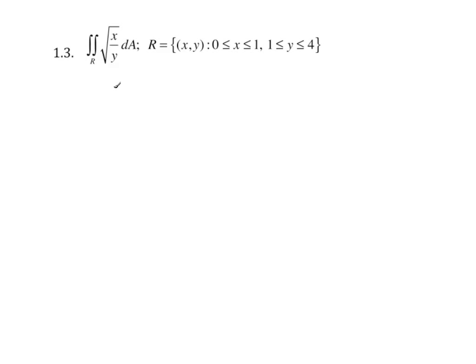So now I need to integrate this over the region, a set of points x, y, such that 0 is less than or equal to x less than or equal to 1. Well, you know what? I better start drawing a picture so I can figure out what I'm dealing with here. So x is going to be from 0 to 1, and y is going to be from 1 to 4.